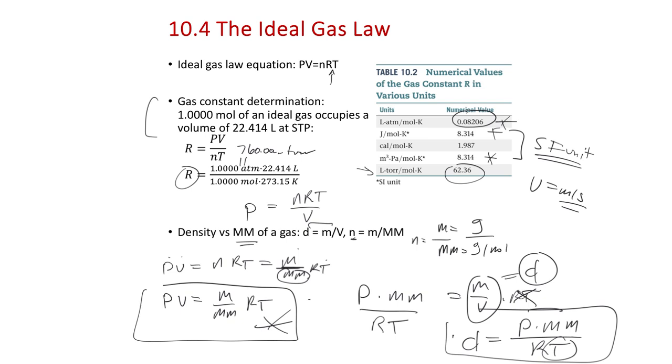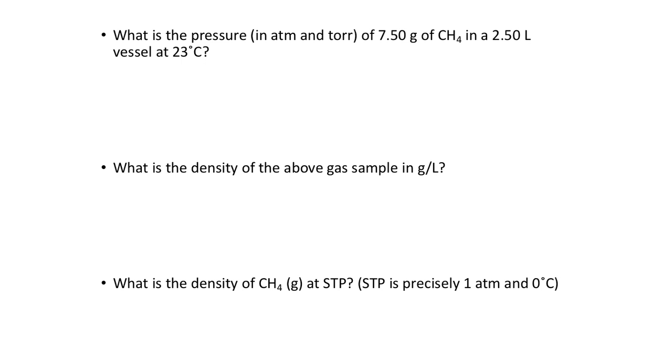So let's look at a couple of problems that relate some different applications of the ideal gas law. And so let's look at the first question. What is the pressure of a certain quantity of CH4 in a certain liter vessel at 23 degrees C? And the options I think we would have for this first problem here is we could either just convert this to moles right off the bat and then plug into PV is equal to nRT.